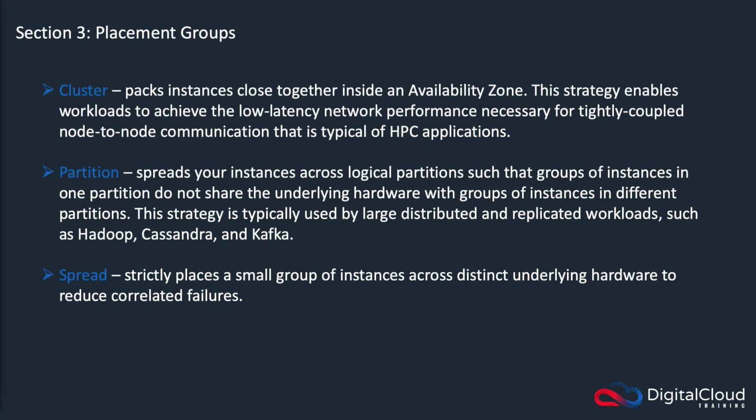So we then have the partition placement group, and this is where your instances are spread using logical partitions so that you know that one group of instances does not share the same underlying hardware as another group. So you can have multiple instances on one host and multiple instances on another. Now I'll show you some diagrams shortly so that all this makes a bit more sense. We then have a spread placement group. And what this means is that you have your instances spread across distinct underlying hardware. Again, the diagrams will make this easier. So let's go through and have a look at some of these diagrams.